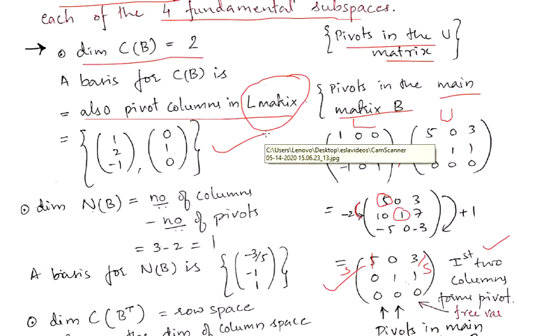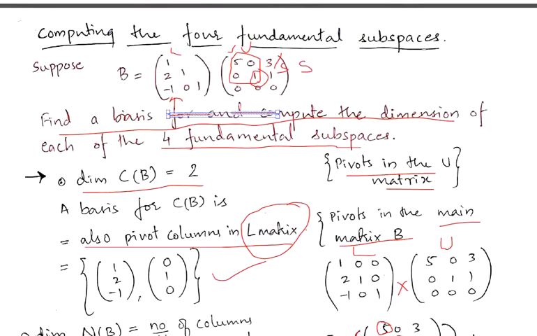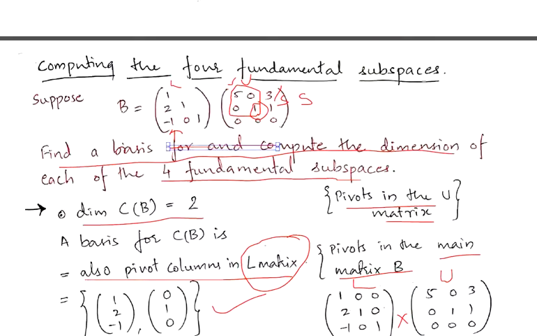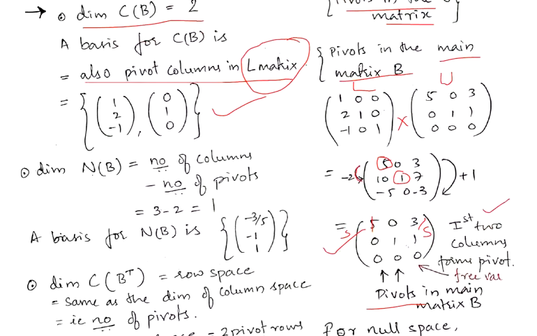Okay, now coming to null space. The dimension of the null space is nothing but the total number of columns in the given matrix minus the number of pivots. The number of pivots we found is 2, and the total number of columns in the matrix is 3. So the null subspace dimension is 1.